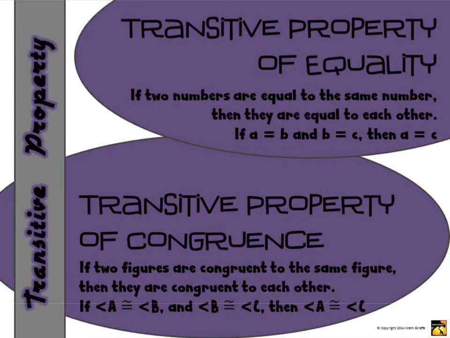And then we have transitive property. Transitive property: if two numbers are equal to the same number, then they are equal to each other. So if A equals B and B equals C, then we can say that A equals C. Well, there's also a transitive property of congruence. If you have two figures that are congruent to the same figure, then they are also congruent to each other. So if angle A is congruent to angle B, and we know that angle B is congruent to angle C, then we also know that angle A is congruent to angle C. So we can see that our properties of equality and their properties of congruence are really the same thing.